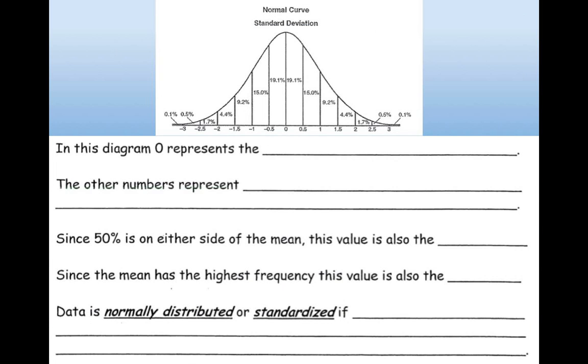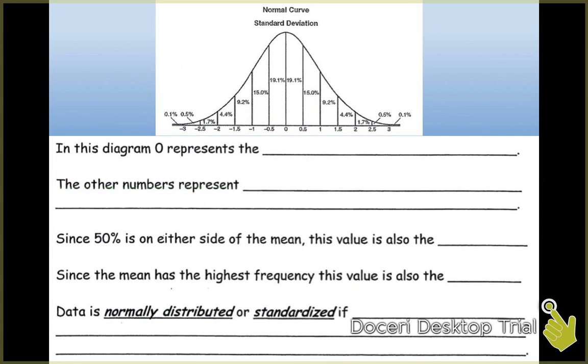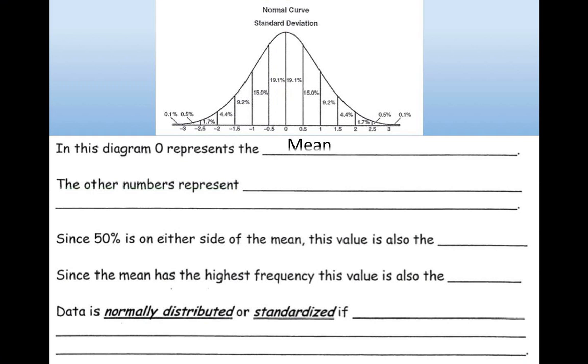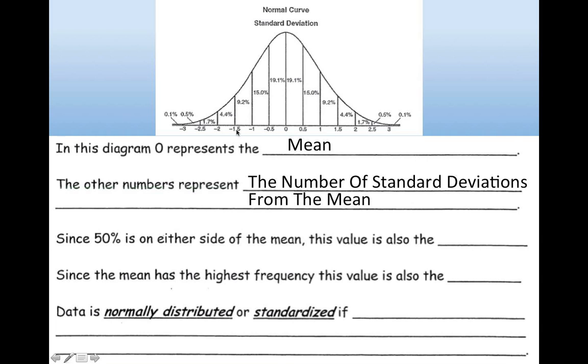So in the diagram here, you'll notice that there is a 0 right in the middle, this line down the center. In the diagram, 0 represents the mean. That's the average, straight down the center. The other numbers go to the left and the right. So 0 is right in the center here, and then you have 0.5 above, 1 above, 1.5 above, and going to the negatives the other way: negative 0.5, negative 1, negative 1.5. Those are actually how many standard deviations away from the mean a number would be.